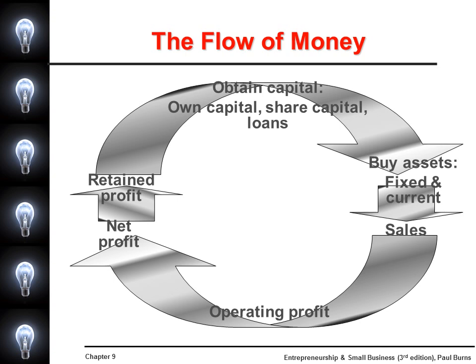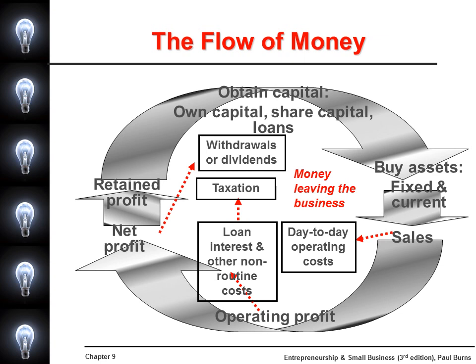Then you have to buy assets. The assets can be fixed and current. Fixed assets are the assets which you have for more than 1 year, like your machinery and the building. Current assets are those which you will have for less than 1 year, like your utility bills or your material cost. Then you will have sales, and from sales you will get your operating profit. From operating profit you will get net profit, and at the last, retained profit.